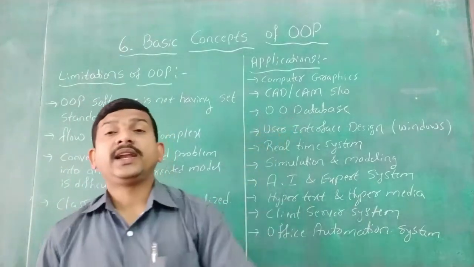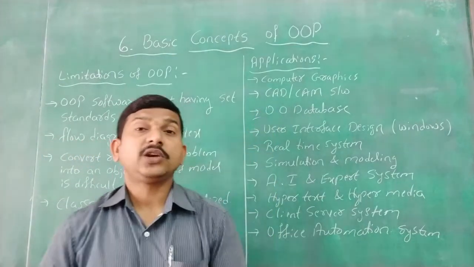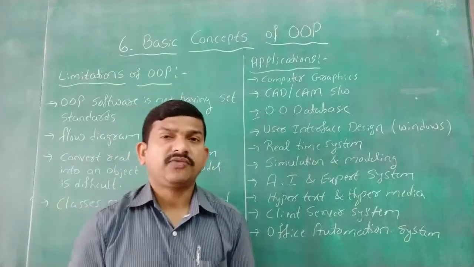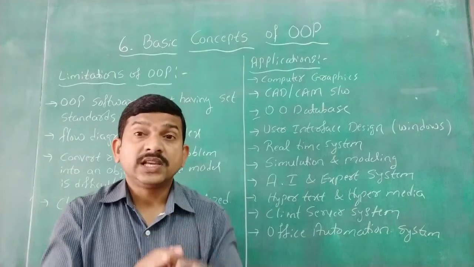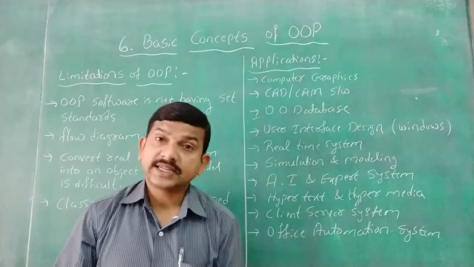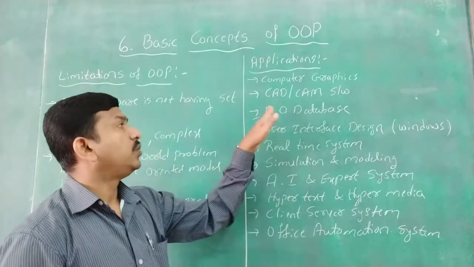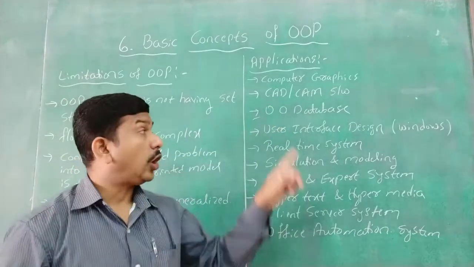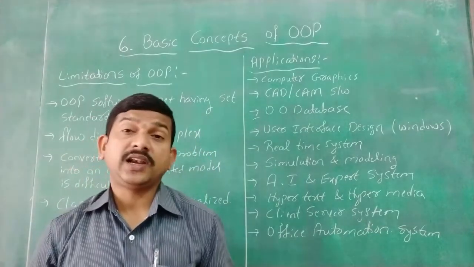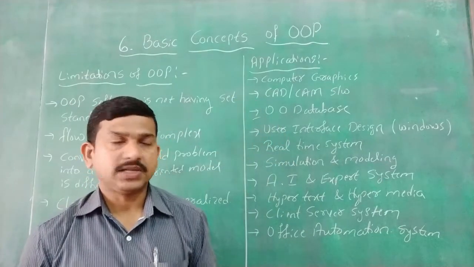Then object-oriented database. The third one is object-oriented database. So we know the meaning of data and database. Data is a collection of some raw facts. A large collection of data, we call it a database. To develop such a database, we are using this OOP concept, object-oriented database. Not a simple database, if you want to develop an object-oriented, object-related database, we can use an object-oriented database.